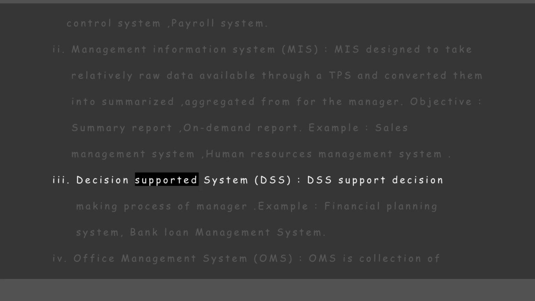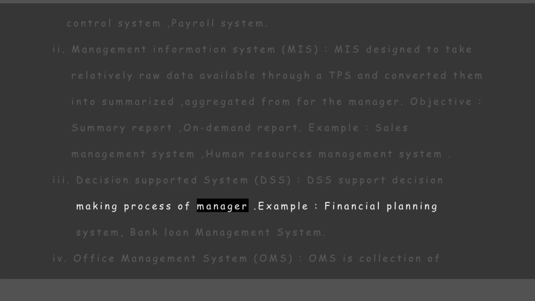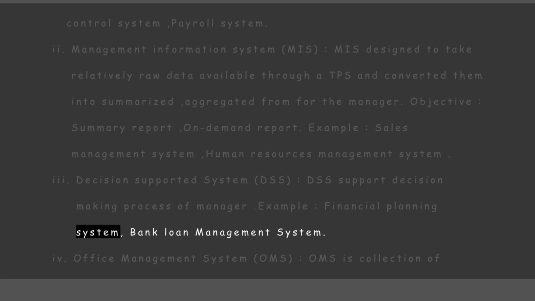3. Decision support system, DSS. DSS supports the decision-making process of the manager. Example: financial planning system, bank loan management system.